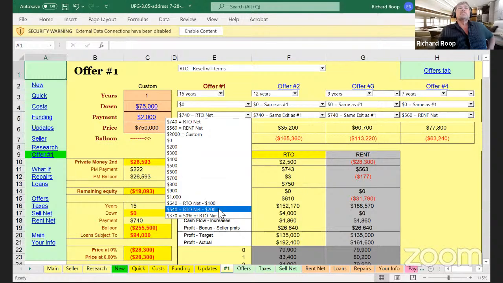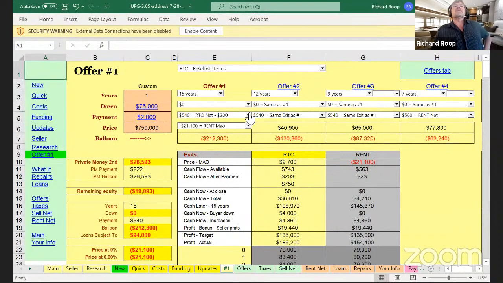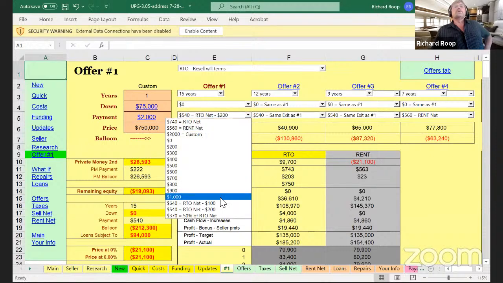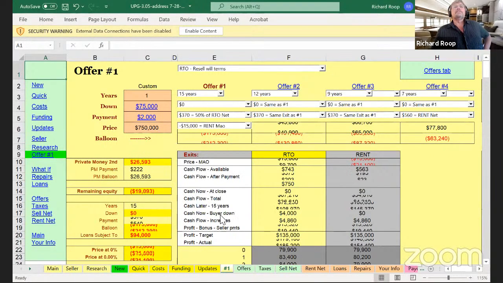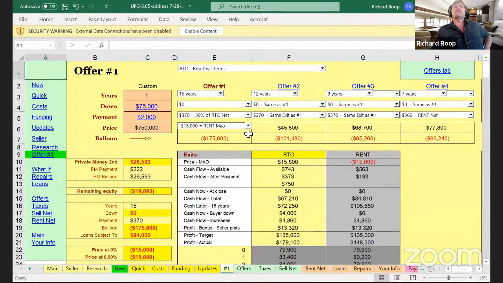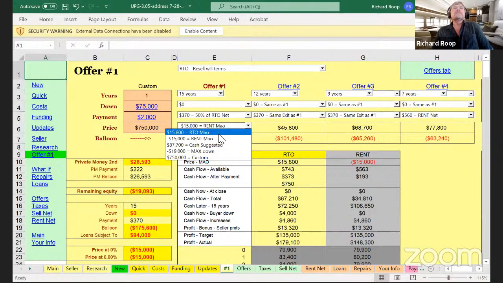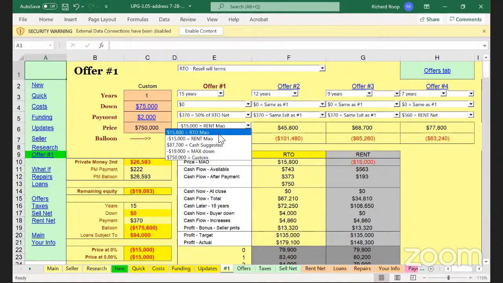I usually like to build in $100 or $200 positive cash flow. And you can also give half of the cash flow to the seller to pay off their note, but I know we're probably not going to need to do that on this. So no cash flow to the seller, and then the exit is going to be an RTO.